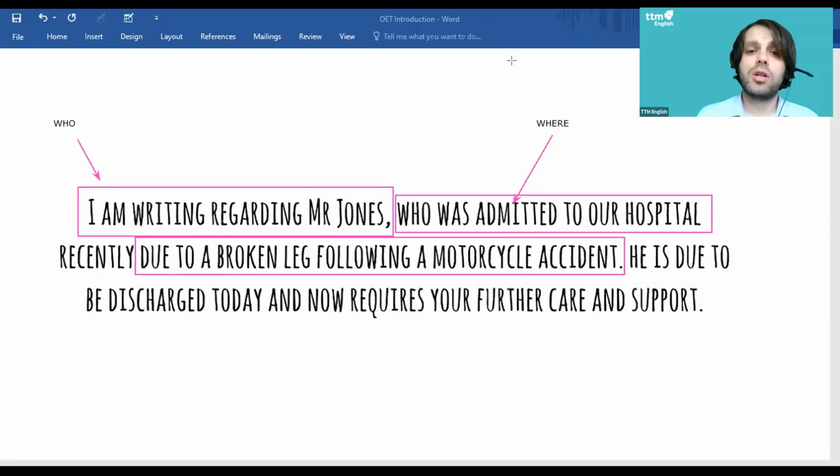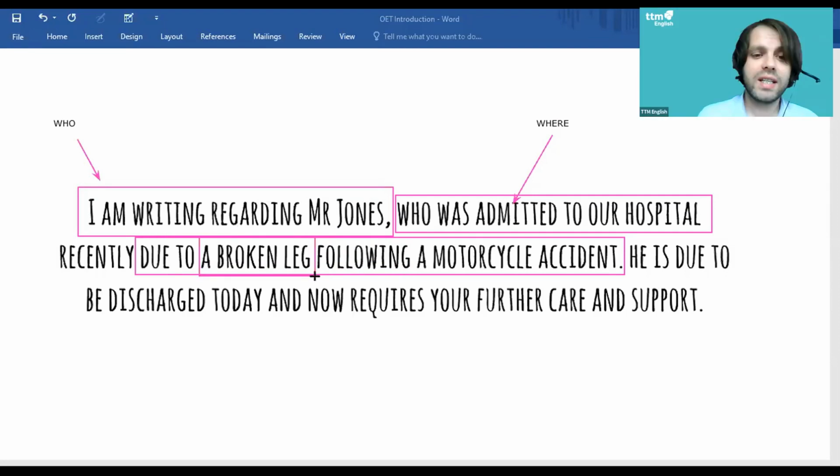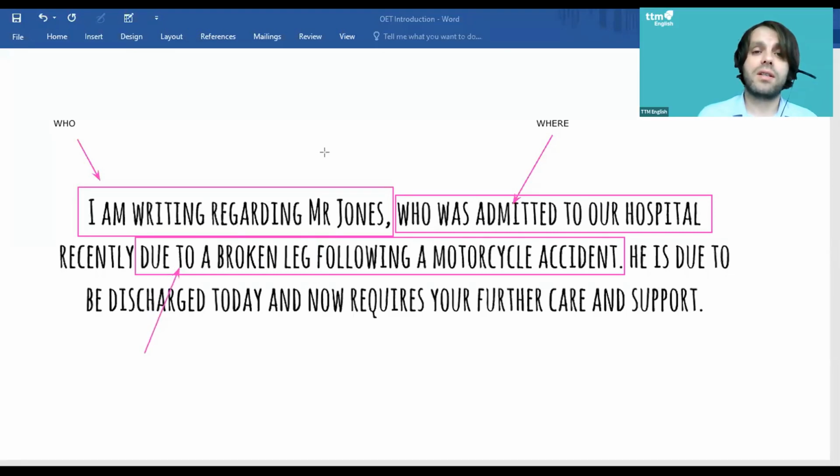Notice that if you want, you can put in the word following. That tells us the cause of the problem. But the why is here. A broken leg. That's the why. Why did he go into hospital? Because he has a broken leg. So in sentence 1, I think you need to answer those 3 questions if we want to have a clear purpose.